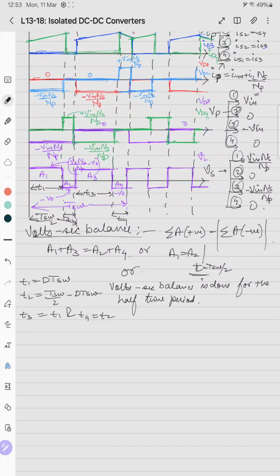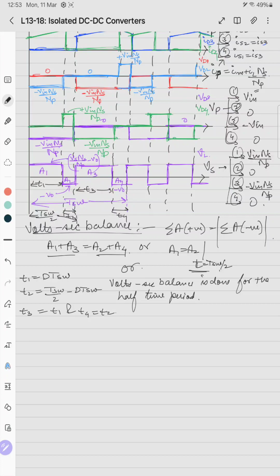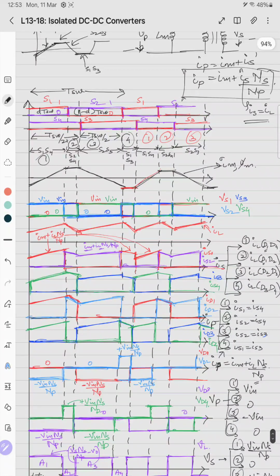So in this case, even if we add the areas A1 plus A3 is A2 plus A4, but A1 into T1 plus A3 into T3 equals A2 into T2 plus A4 into T4, as T1 and T3 are the same and T2 and T4 are the same, which means that the 2 will get cancelled on both LHS and RHS. So that's why we should equate only one area at a time. That is, either equate A1 equals A2 or we can do A3 equals A4. But in that case, the T will be T switching by 2 because we are doing the volt-second balance or the flux balance for half of the switching period compared to the flux waveform.